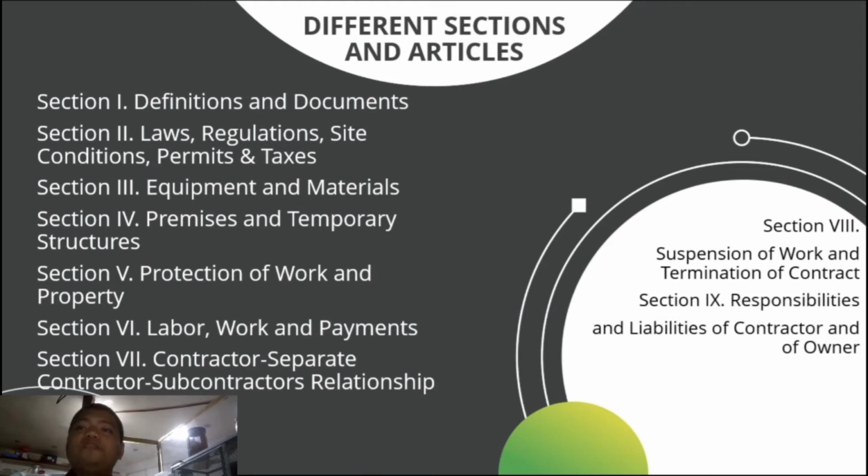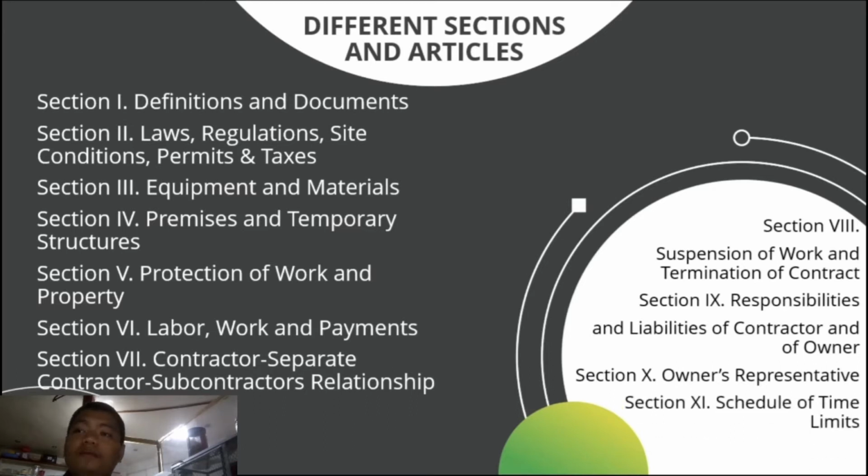Section 9, Responsibilities and Liabilities of Contractor and of the Owner. Under this section are Article 30, Contractor's Responsibility for Accident and Damages; Article 31, Contractor's Insurance and Bonds; Article 32, Owner's Responsibilities and Liabilities; Article 33, Liens, Disputes, and Arbitration. Section 10 is the Owner's Representative. Section 11 is the Schedule of Time Limits.